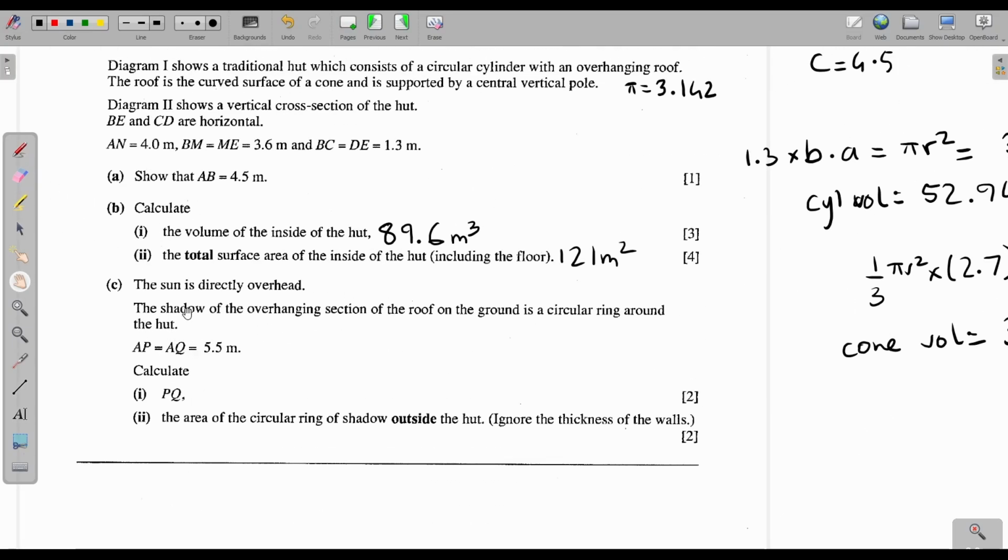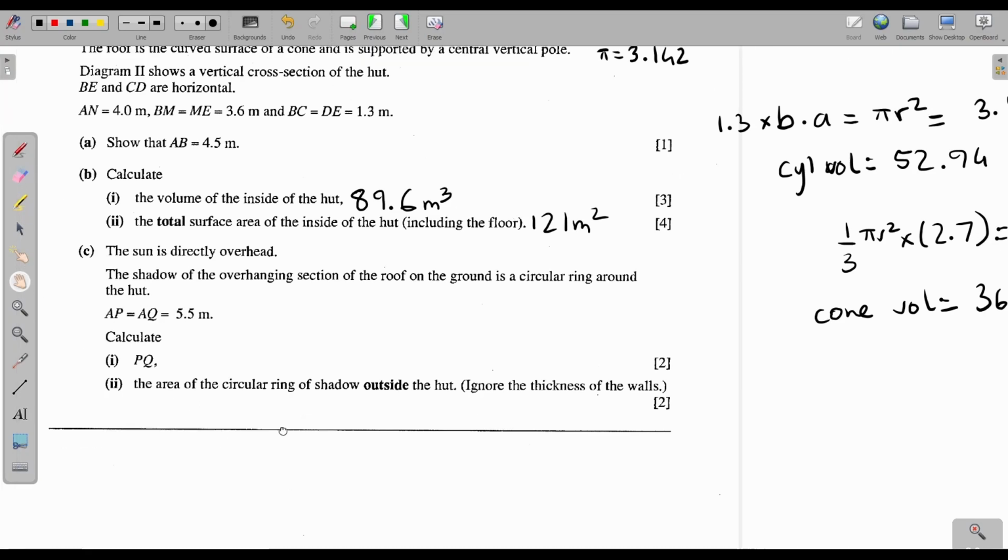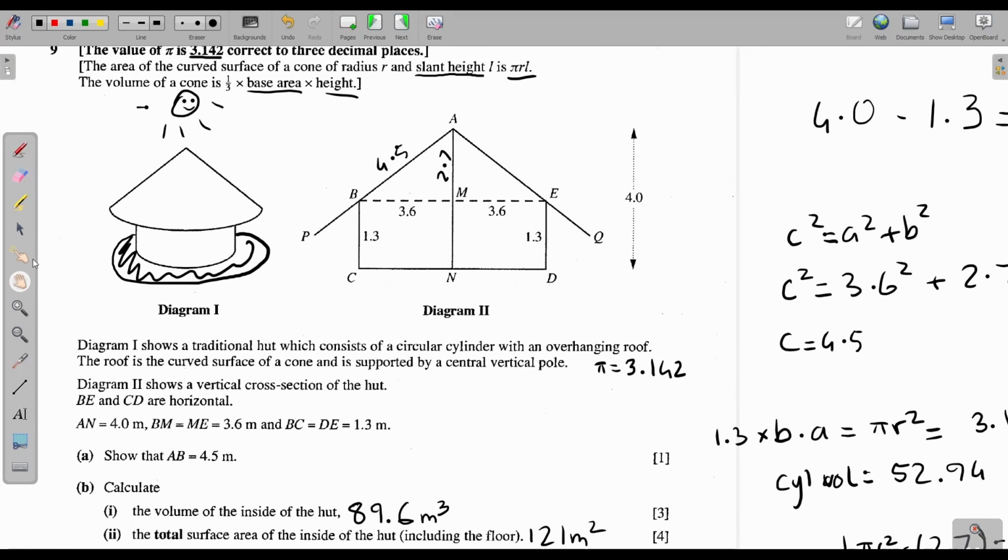So AP, the shadow of the hut. AP is equal to AQ, which is equal to 5.5. Calculate PQ. They're saying that this is equal to 5.5, and this is also equal to 5.5, and they want us to calculate PQ.